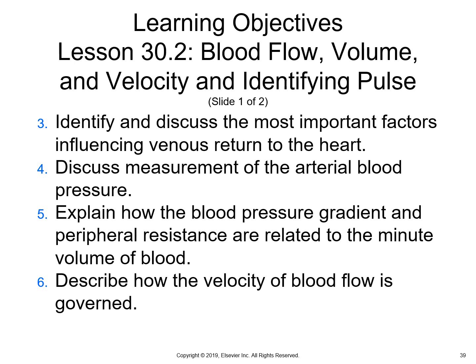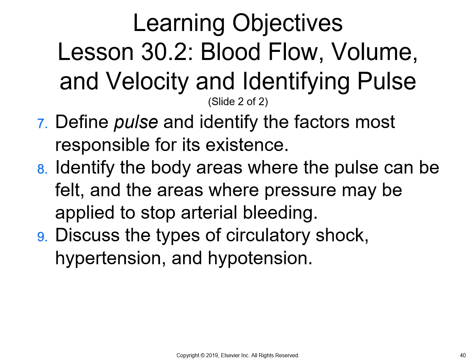in blood, describe how the velocity of blood flow is governed, define pulse and identify the factors most responsible for its existence, identify the body areas where the pulse can be felt and the areas where pressure may be applied to stop arterial bleeding, and then discuss the types of circulatory shock, hypertension, and also hypotension.